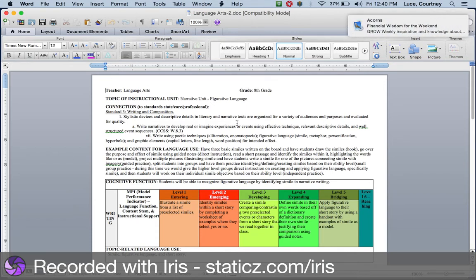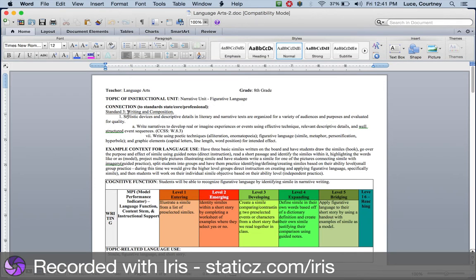So some of the things that you should be looking at are, first, you're going to put in teacher, and here I've replaced the teacher's name with language arts just to meet the FERPA requirements. I don't want to let you know who created this project. The topic of the instructional unit is quite literally going to be, what topic of study are you doing? So what are you studying? What unit would you be doing, or what topic would you be looking at for this unit of study?